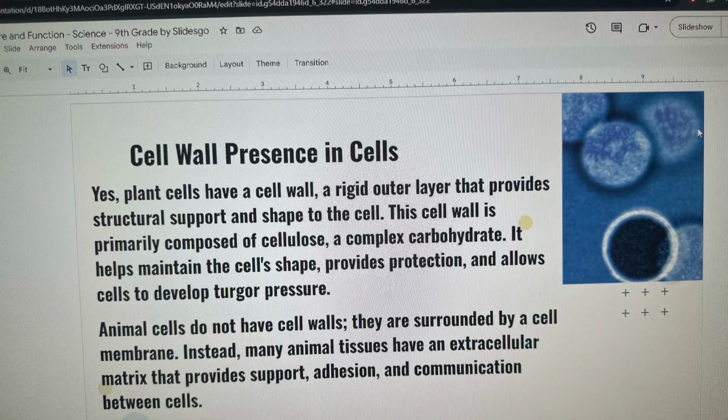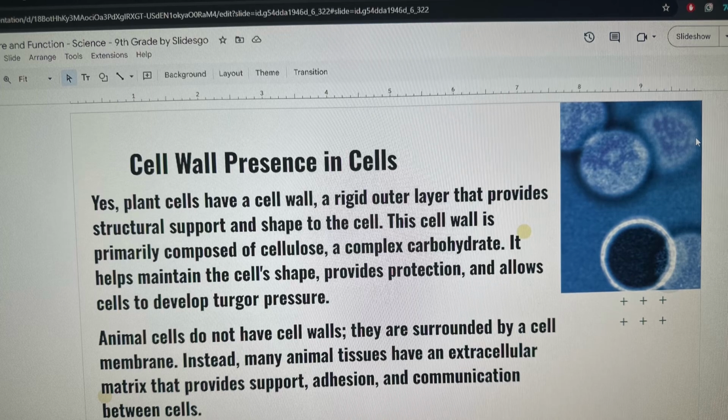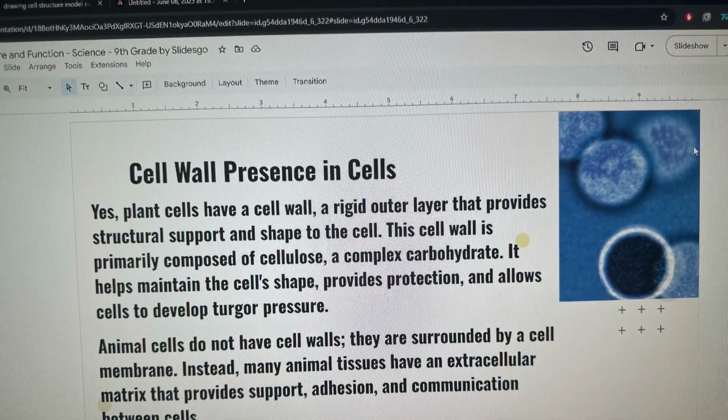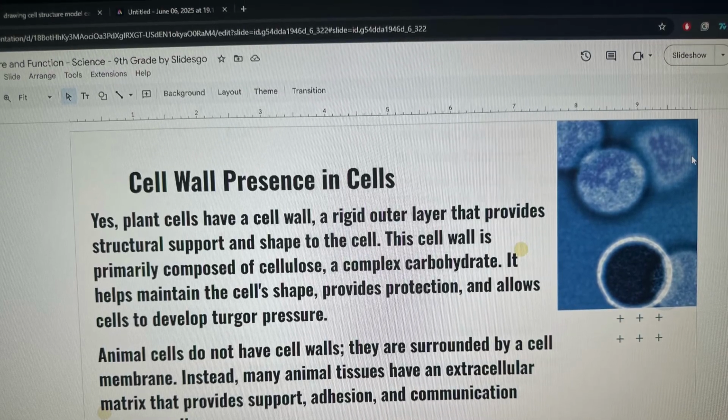Animal cells. Animal cells do not have cell walls. They are surrounded by a cell membrane instead, with many animal tissues having an extracellular matrix that provides support and communication between cells.